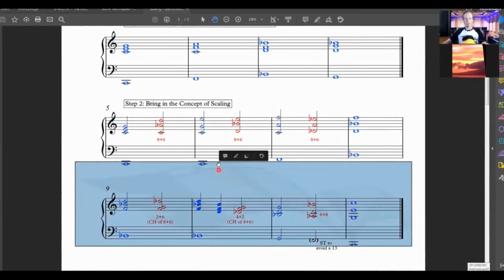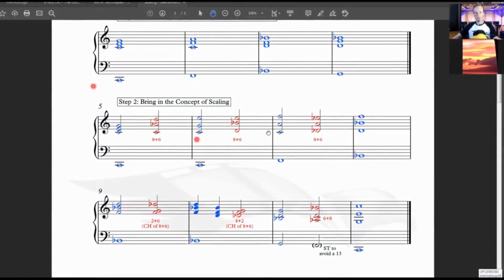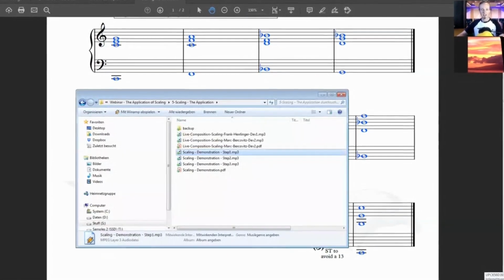So that is a good amount of more music that came out of the starting point just by using scale structures. So let's have a listen.